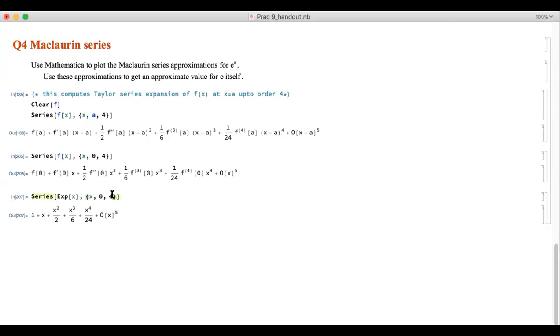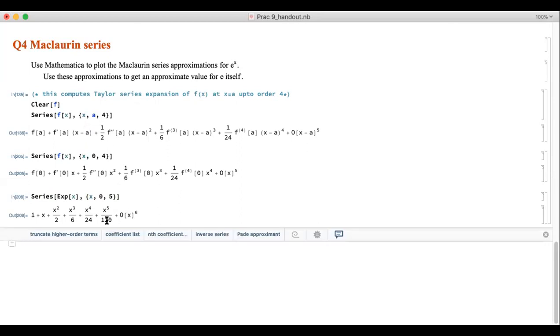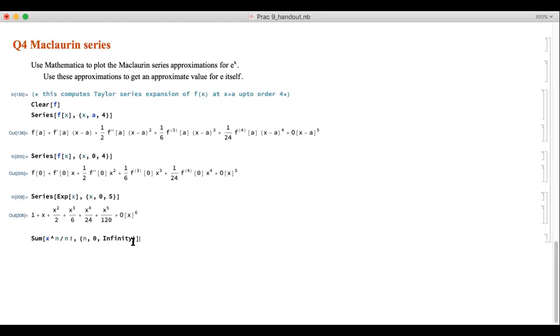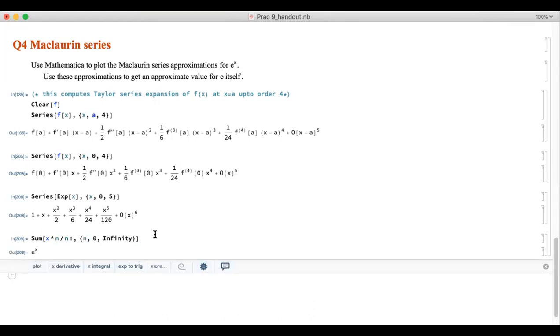How do you relate this to inner product? I'm not sure. That's up to 5. And then you can compute the series expansion. But in summation form, this can be written as x to the power n divided by n factorial. That is sum of. Let's try that. So this means sum of x to the power n divided by n factorial, where n goes from 0 to infinity. That's e to the power x. All right.